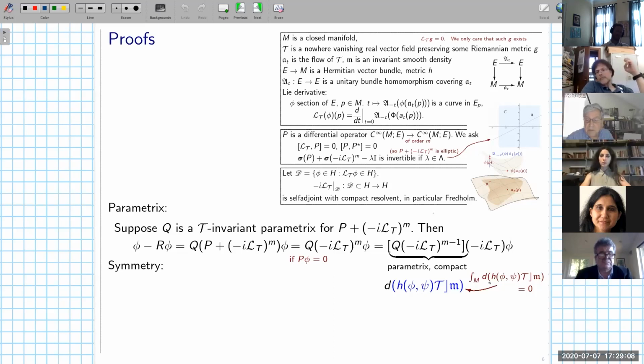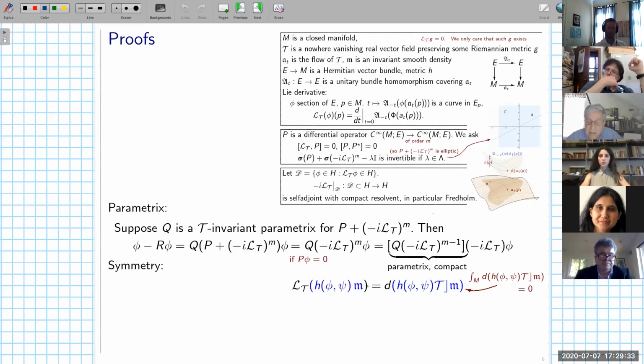Symmetry comes from the following formula. So everything is invariant. I start with this H, which is the metric, on sections P and T. This is the contraction of the vector field with the invariant measure M. When I integrate this, I get 0, because this is the differential of something.